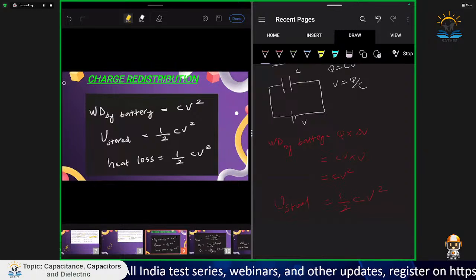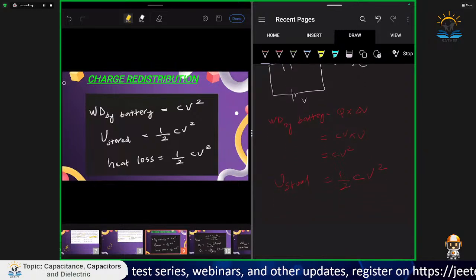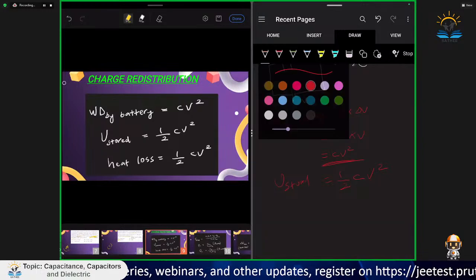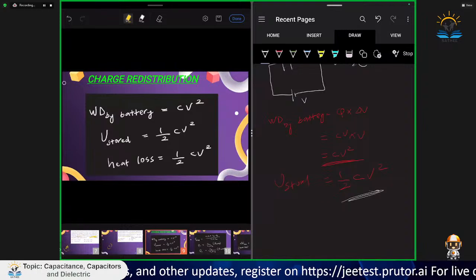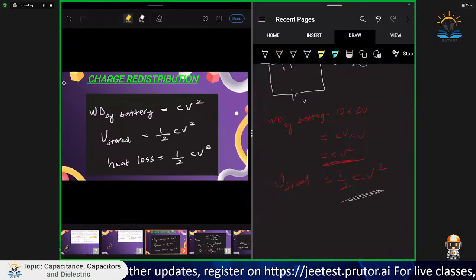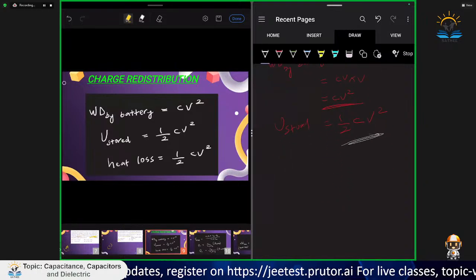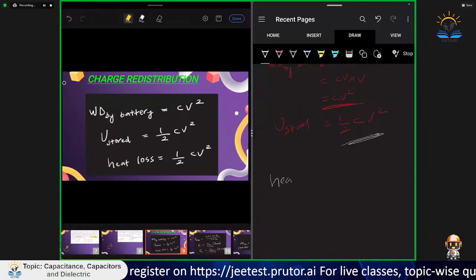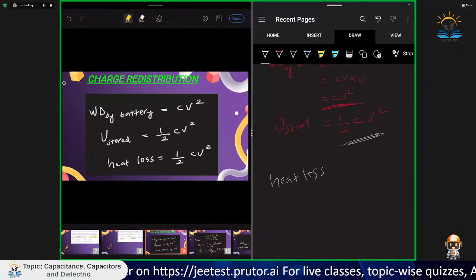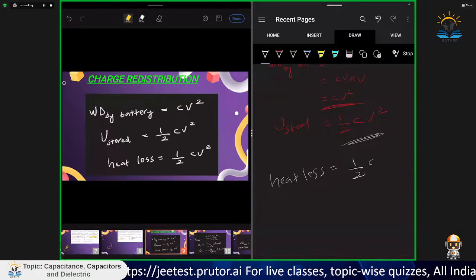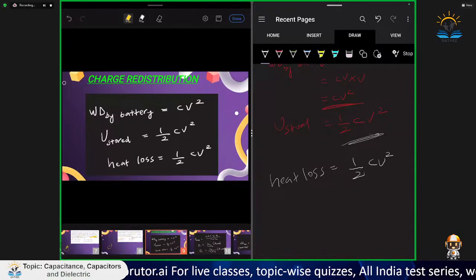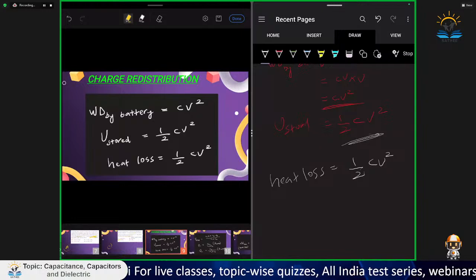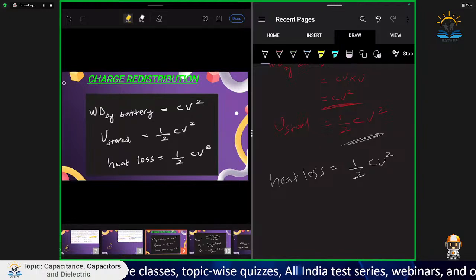So see, work done by battery is CV square. Energy stored inside the capacitor is half CV square. So the remaining amount of energy, that is half CV square, is lost somewhere. That is lost as a form of heat. So here heat loss is equal to again half CV square, that is CV square minus half CV square. Okay, easy.